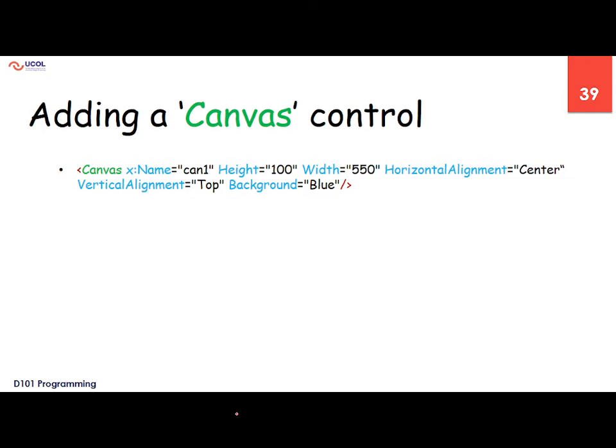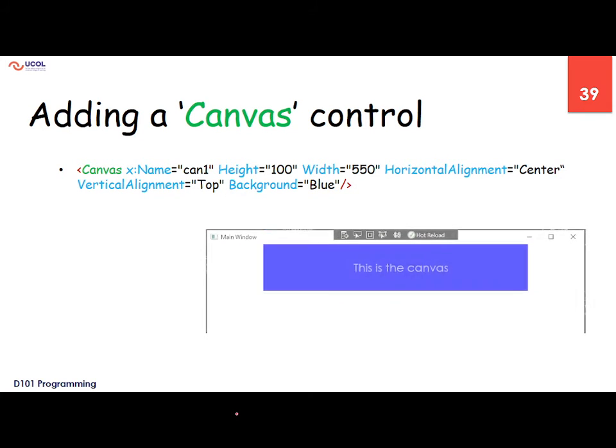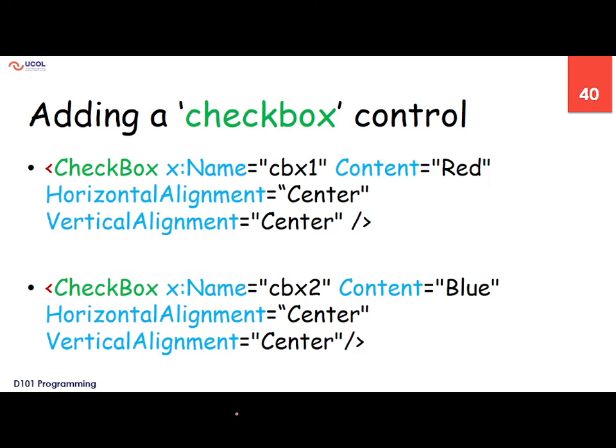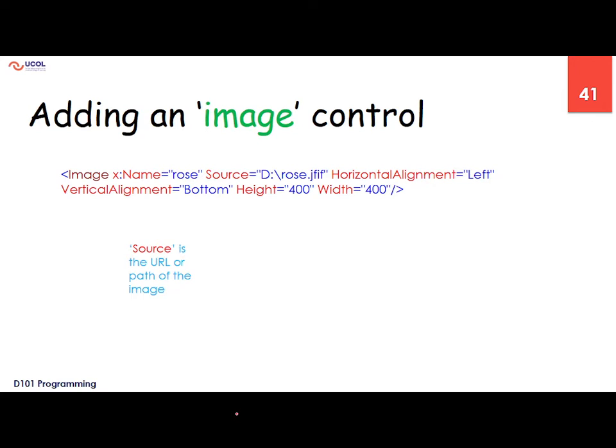Canvas, again, is more like a layout. We can draw something on it. Okay, this is a canvas. Check boxes, so these will create the check boxes. You know that for the check boxes you can select multiple. We can have a checkbox group so that we can group them together. And then we have images. We can show the images over there. So there are different components which you can use to build your GUI.